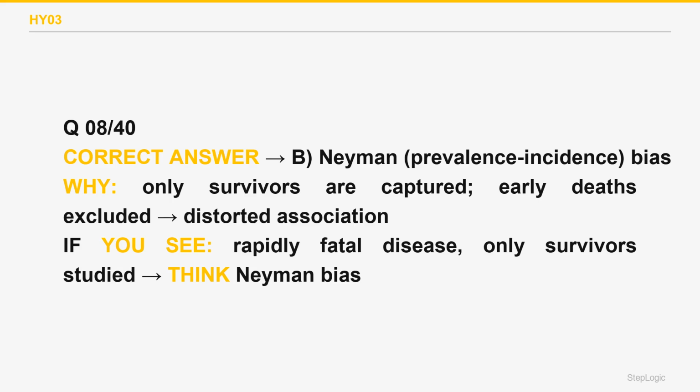Choice A, recall bias, is about remembering exposures differently, not about who survives long enough to be studied. Choice C wrong. Confounding is distortion by a third variable associated with both exposure and outcome. Here the distortion comes purely from selectively sampling survivors. Choice E wrong. Missing early deaths by studying prevalent cases is Neyman bias.